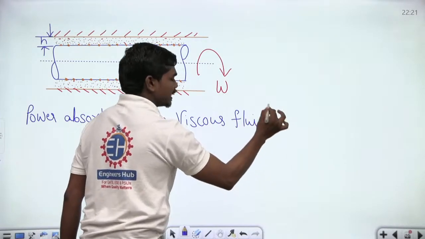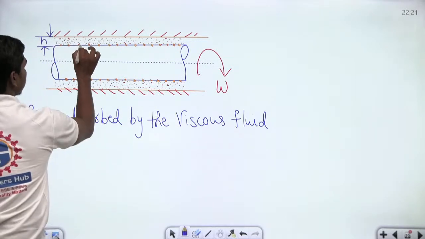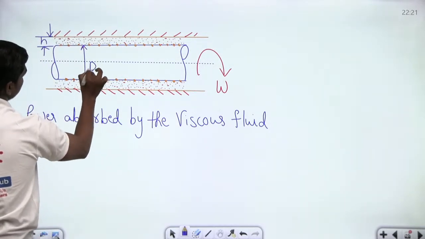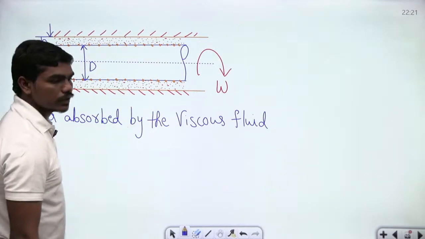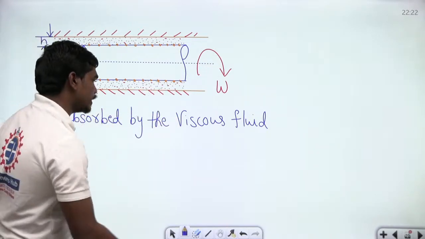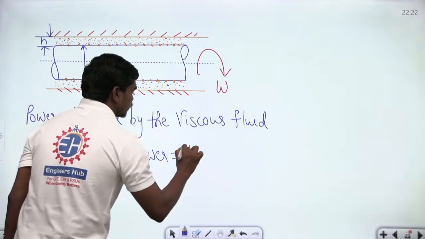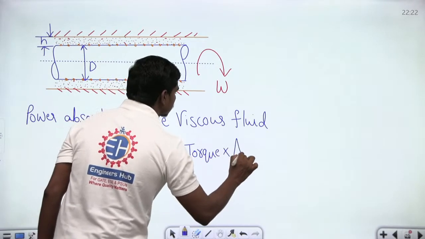If you want to get an expression for this, and this shaft is rotating at an angular velocity of omega, and the diameter of this shaft is capital D. In this case, what is the power absorbed by this viscous fluid in this shaft transmitting some power? See here, power is nothing but torque into angular velocity, which is omega.